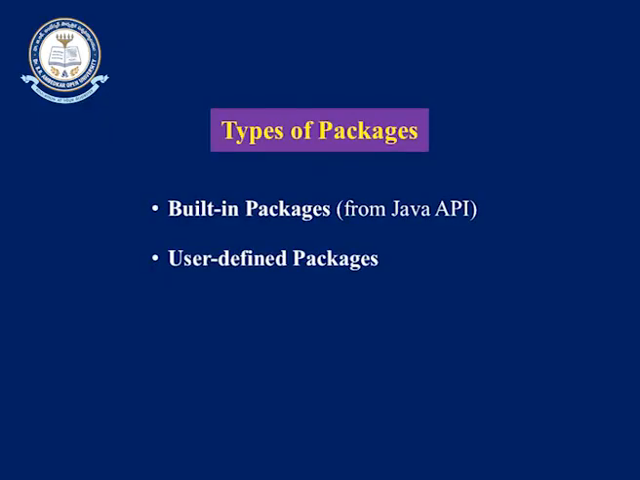Next, we have two types of packages: built-in packages and user-defined packages. Built-in packages are the already existing packages. The Java compiler provides some packages, and those are called built-in packages. User-defined packages means the packages you create yourself, and those are called user-defined packages.